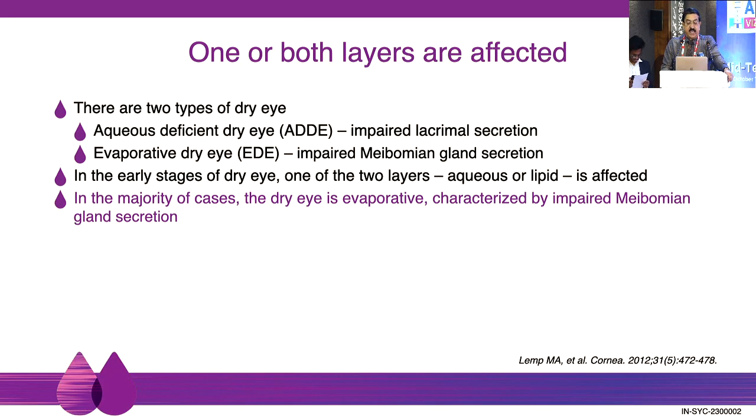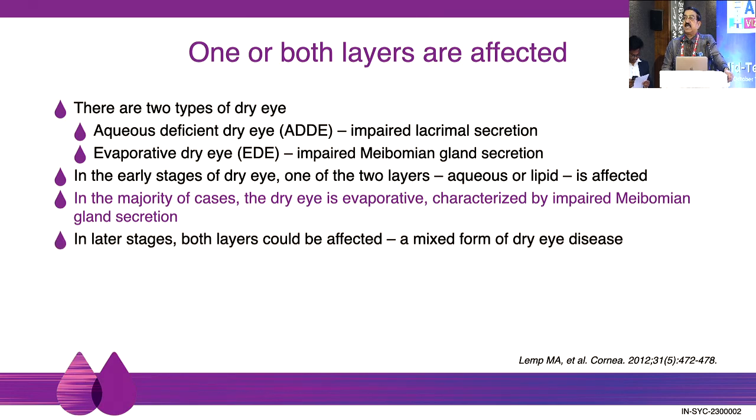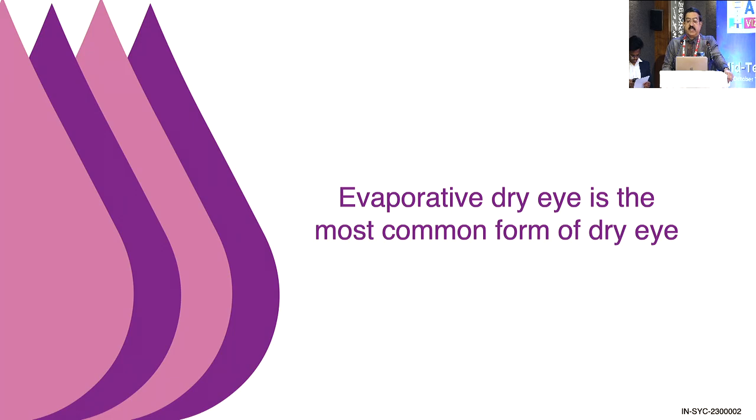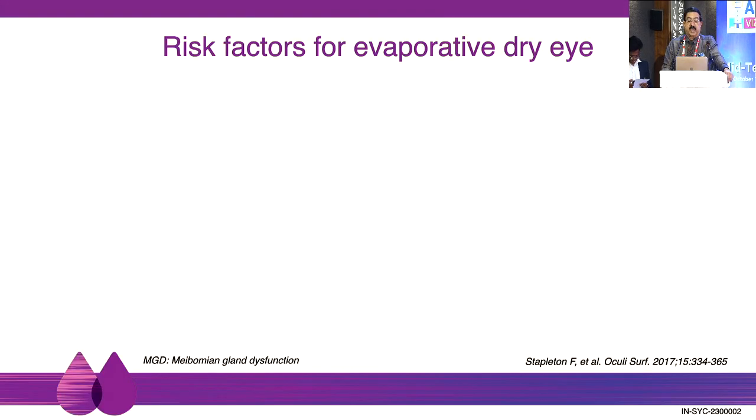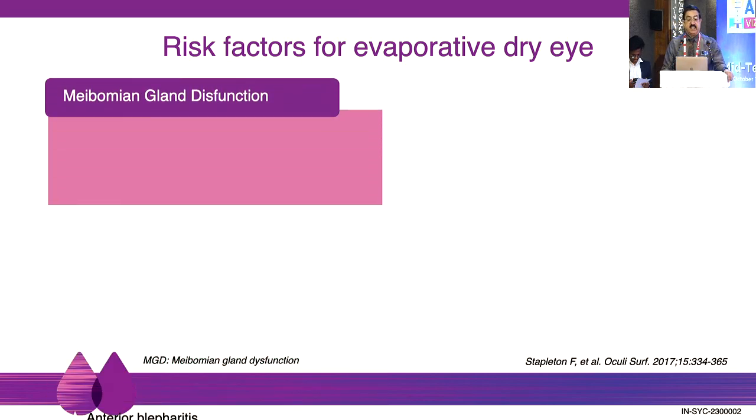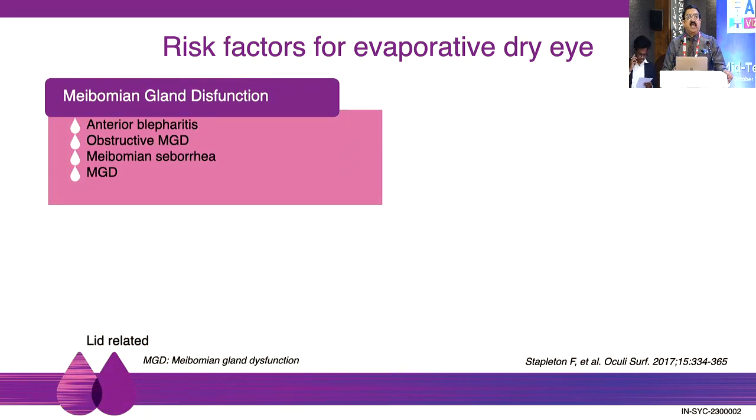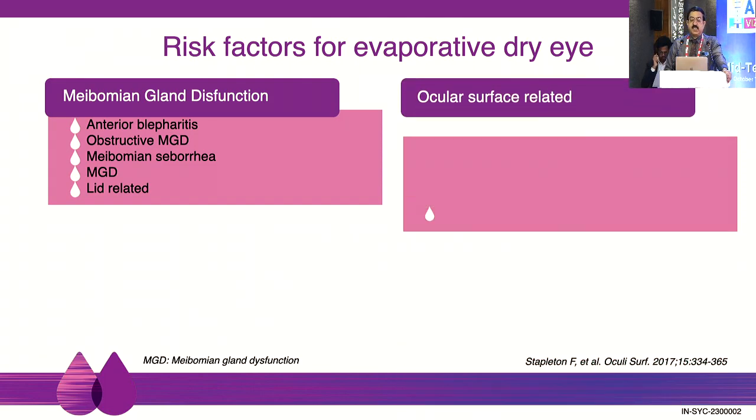And at times, in the majority of the cases, the dry eye is evaporative, and which is characterized by the meibomian gland dysfunction. So the evaporative dry eye is the commonest mode of dry eye, and the risk factors are these. The MGD has actually been found out that it is one of the most difficult diseases to treat and one of the most commonest. And the MGD has to be treated.